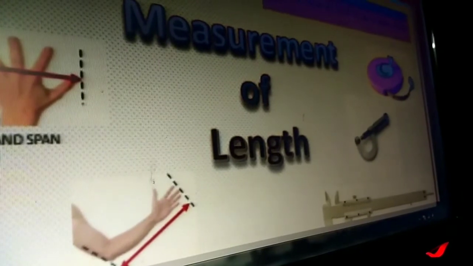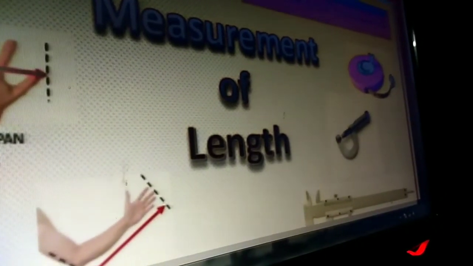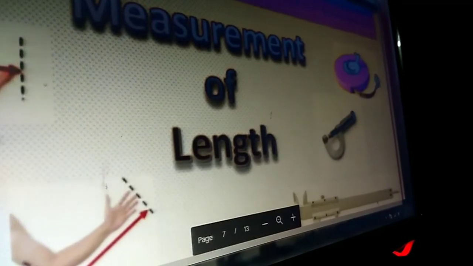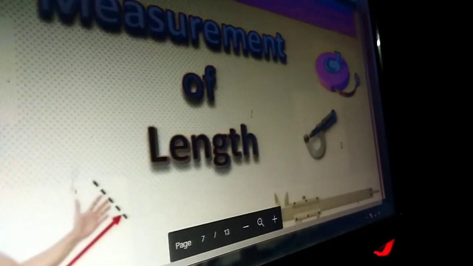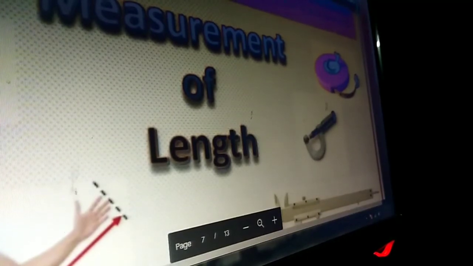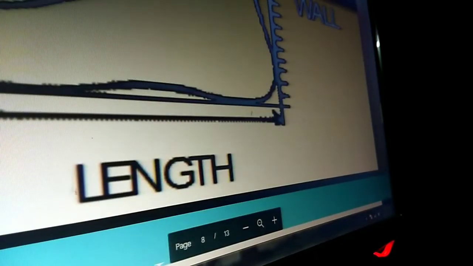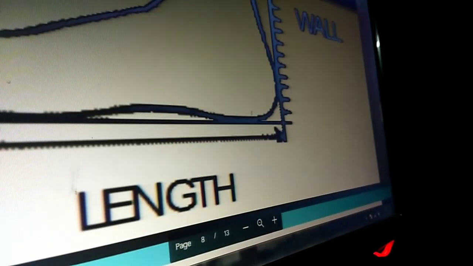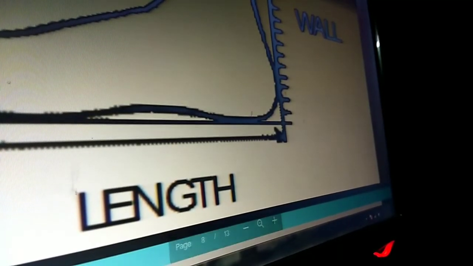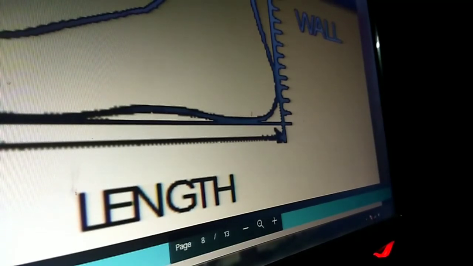Now what are we using to measure some short lengths? Scale. For long lengths, tape. For the shortest lengths, either the screw gauge, this is called a screw gauge, or this is called vernier calipers. So these are the devices we are using now after the development of technology. Now this is the foot, the length of the foot. We can use the foot to measure the length of the floor of a room.